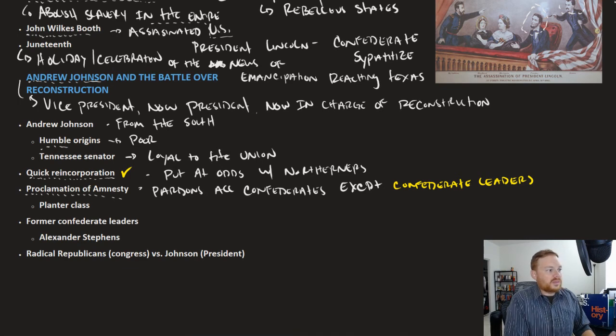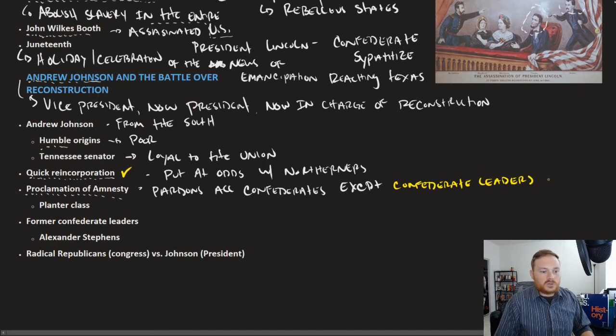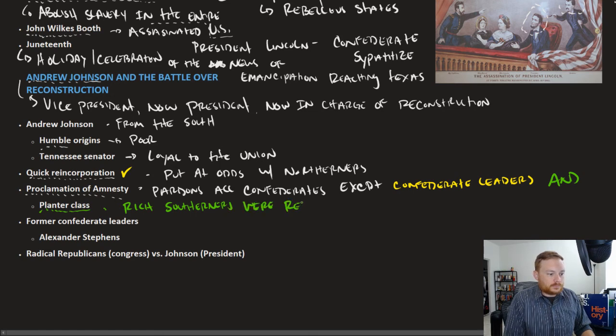But this is one way that Johnson is different than Lincoln, because he also excluded the planter class, right? And that was one way of Johnson getting back at the planter class. Those are the plantation owners. Those are people who own slaves. Johnson also wanted to exclude them because he really felt that the rich Southerners were responsible for the Civil War.